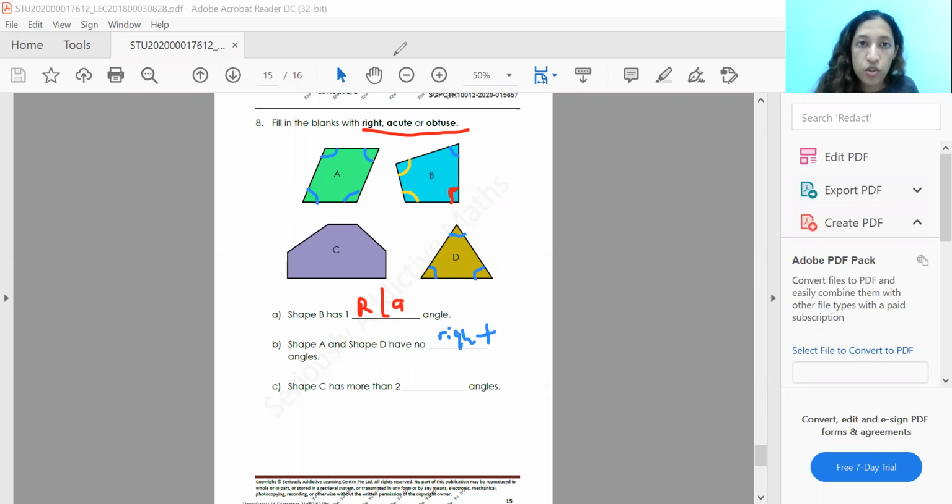Shape C has more than 2 what angles? Okay, so let us draw them out and identify them. So right angle over here, right angle over here. And then, okay, so what is this? Let me try. Okay. As you can see, this is obtuse. This is also obtuse, and also obtuse. So basically, shape C has more than 2 obtuse angles. All right.